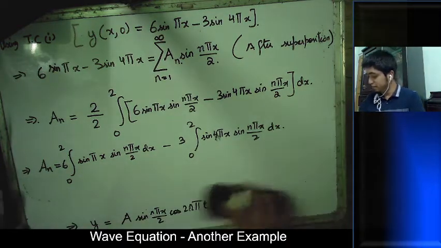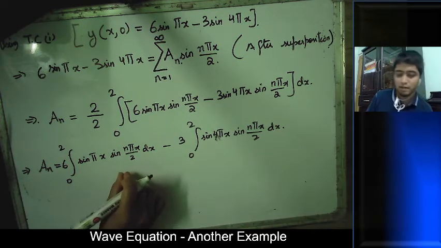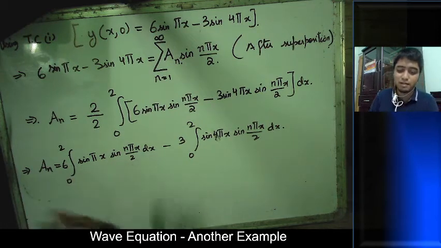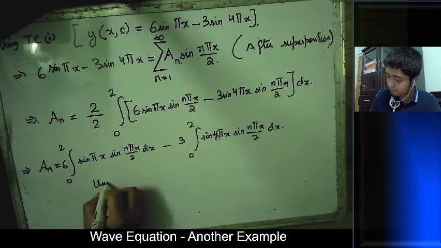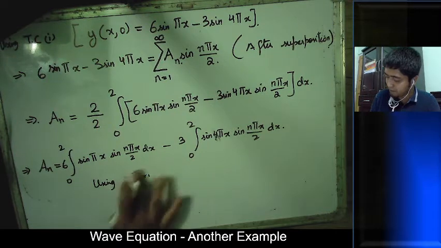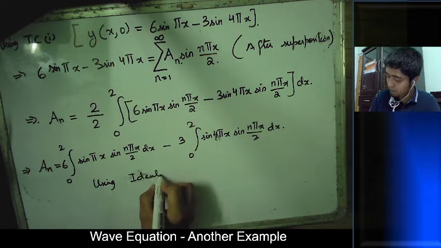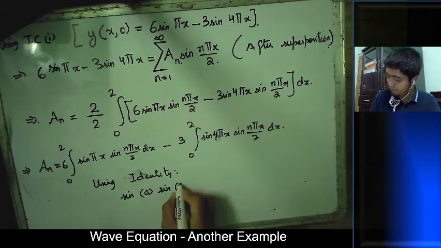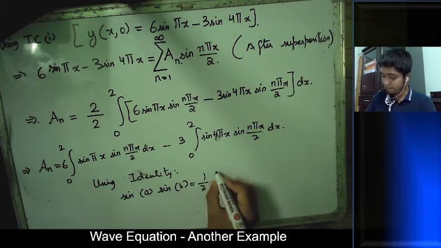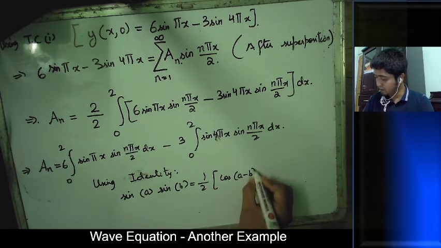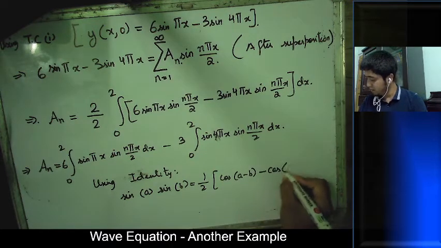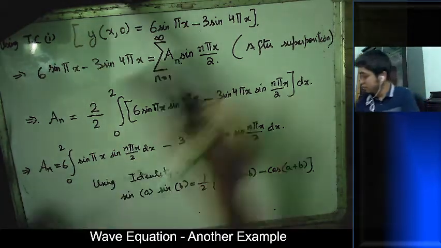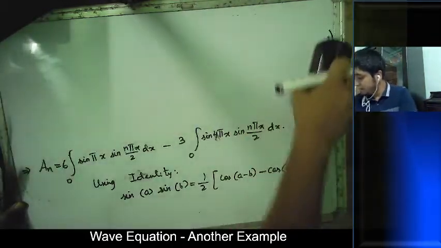How actually do we integrate this one? It is by using the formula. This is a product of trigonometric functions. We will convert it into a sum by using the identity sine A sine B equals half cos A minus B minus cos A plus B. So that is what we will be using here. Just let me write it down.